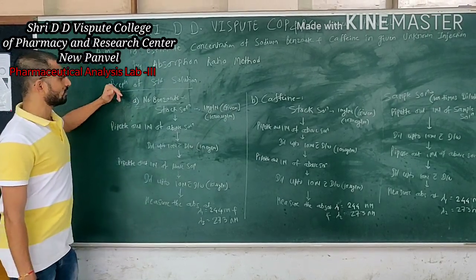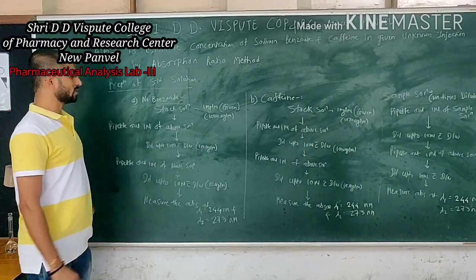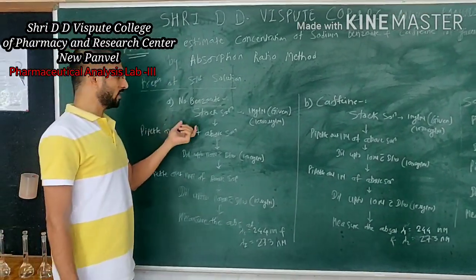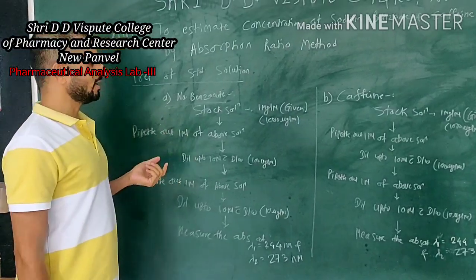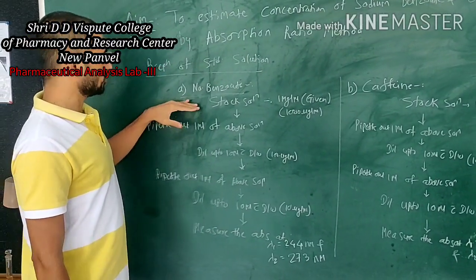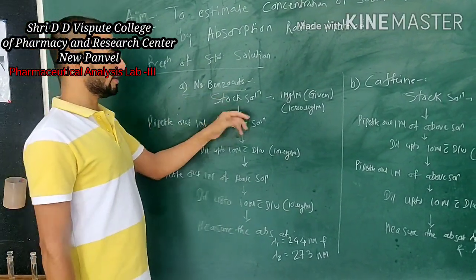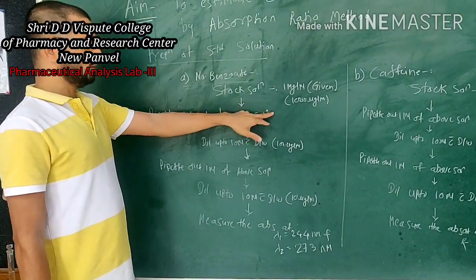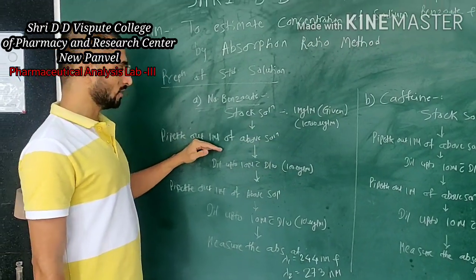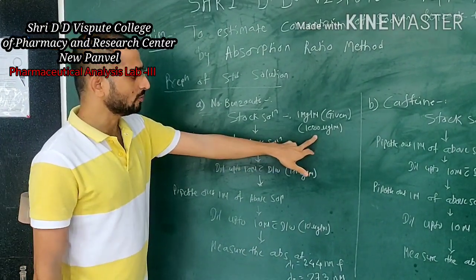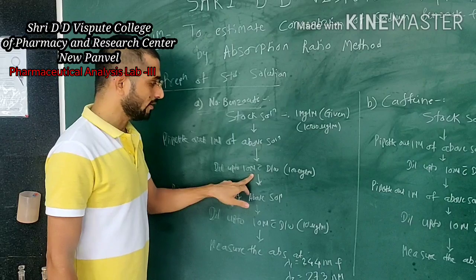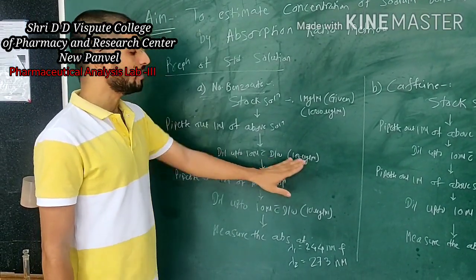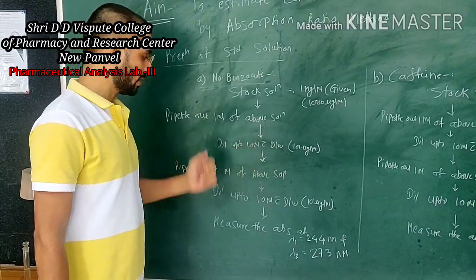So first, preparation of the standard solution. As per the previous experiment, the same procedure applies here. Given are the stock solution of sodium benzoate, the stock solution of caffeine and the sample solution. The stock solution of sodium benzoate is 1 mg per ml. Pipette out 1 ml of the stock solution, dilute up to 10 ml with distilled water, so the concentration becomes 100 microgram per ml or 100 ppm.